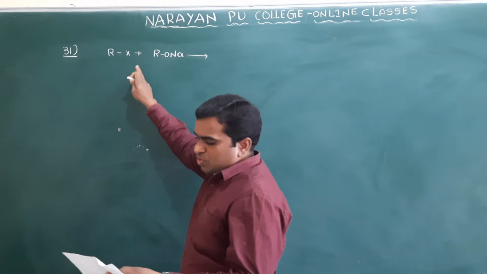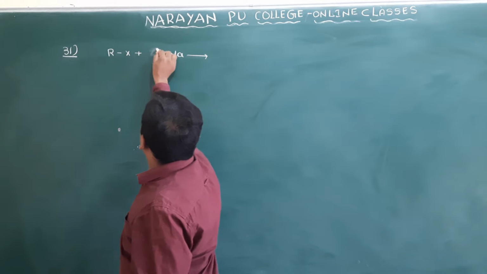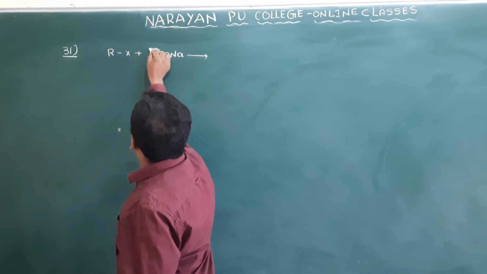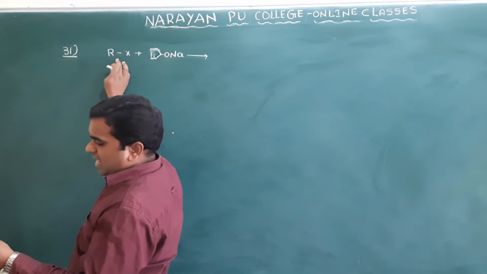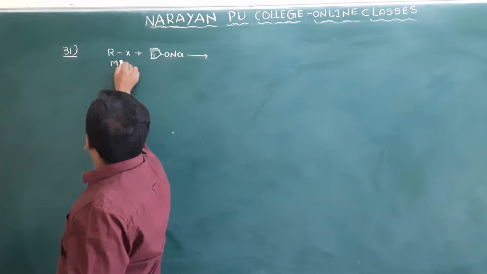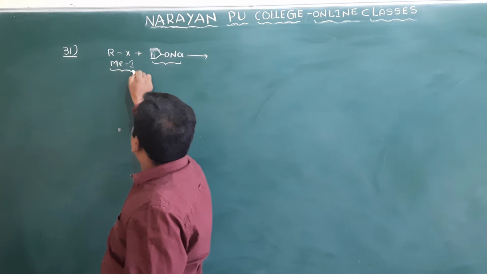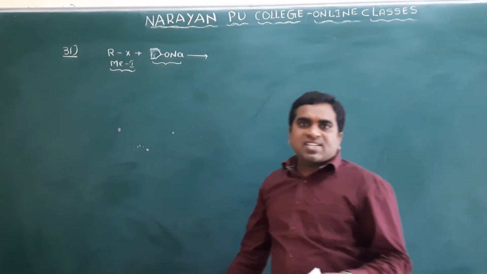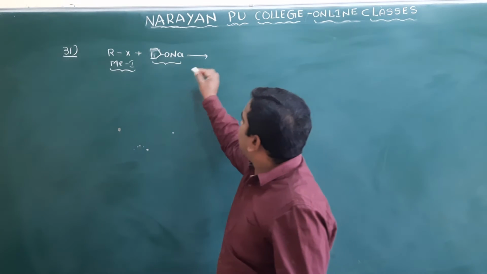Clear? So instead of R here, they have given a cyclic ring. Instead of R-OMe here, they have given MeI. So this is sodium alkoxide, this is alkyl halide. And what is the reaction it is? Williamson's reaction. Here is the Williamson synthesis.